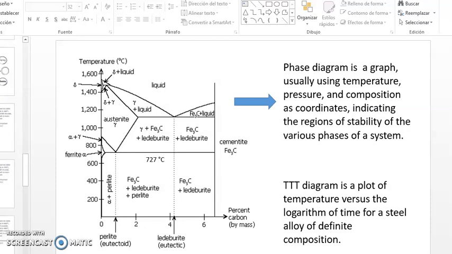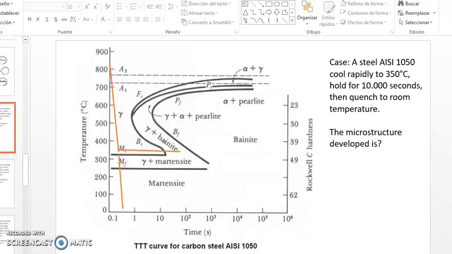The cooling process, for example, like this line, you start in austenite, and this diagram has new lines. These are the phase lines. Once you have touched a phase line, you pass from one crystalline structure to another crystalline structure. And in TTT diagrams, we have several phase lines. So it's possible to pass from one crystalline phase to another crystalline phase.